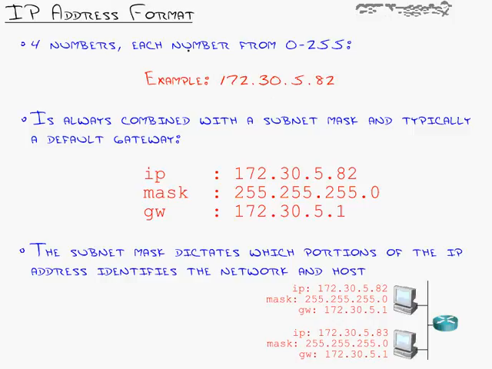First thing is that an IP address is 4 numbers, or a lot of people will call them octets. 4 octets, each number from 0 to 255. Each one of these that I'm underlining here is an octet. They can be anything from 0 to 255, and we have up to 4 of them. Now that gives us the opportunity to have a whole lot of IP addresses that are available.